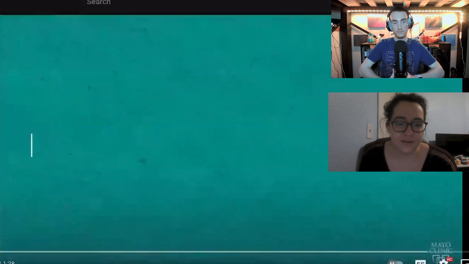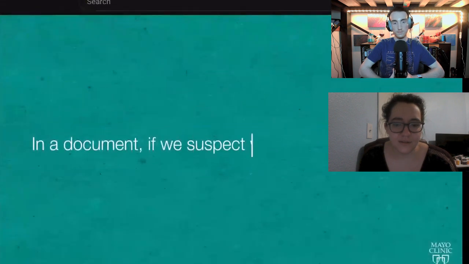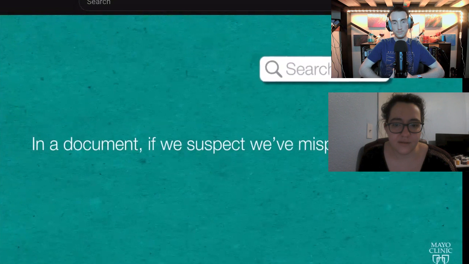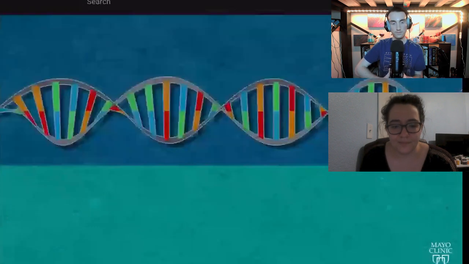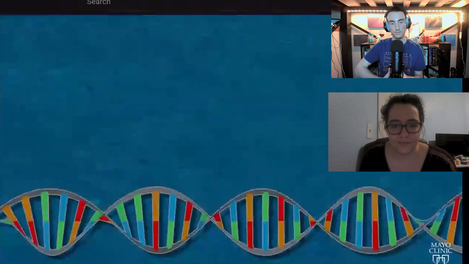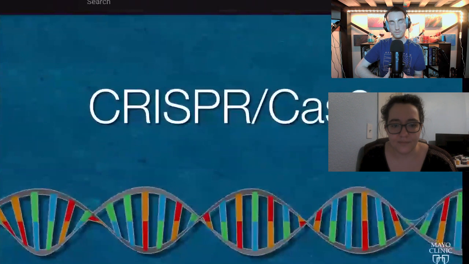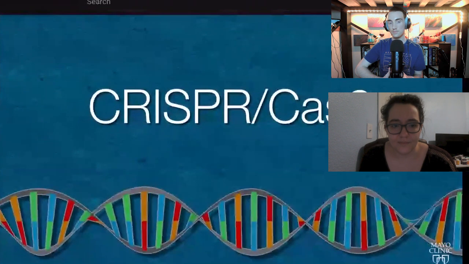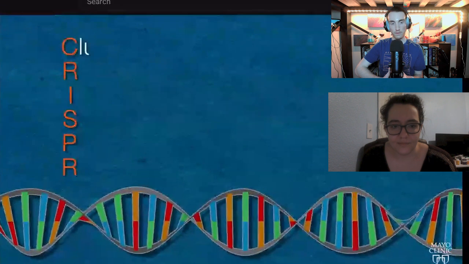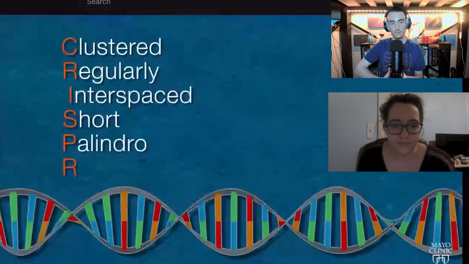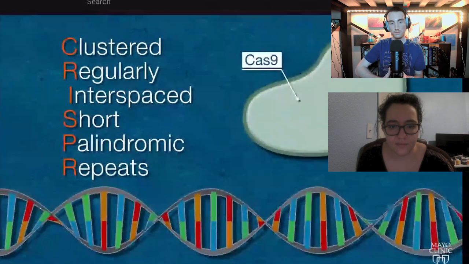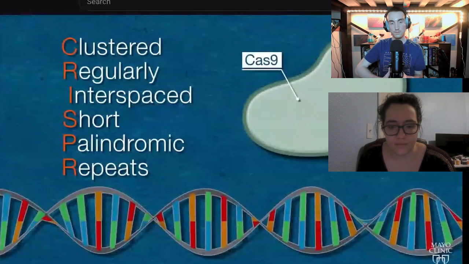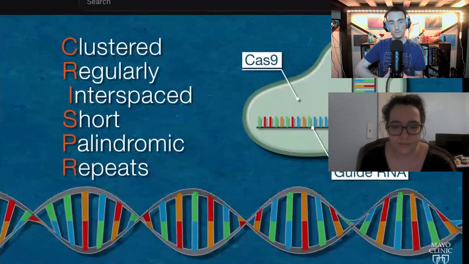In a document, if we suspect we've misspelled a word, we can use the find function to highlight the error and correct it or delete it. Within our DNA, that function is taken on by a system called CRISPR-Cas9. CRISPR is short for clustered regularly interspaced short palindromic repeats. CRISPR consists of two components: the Cas9 protein that can cut DNA and a guide RNA that can recognize the sequence of DNA to be edited.